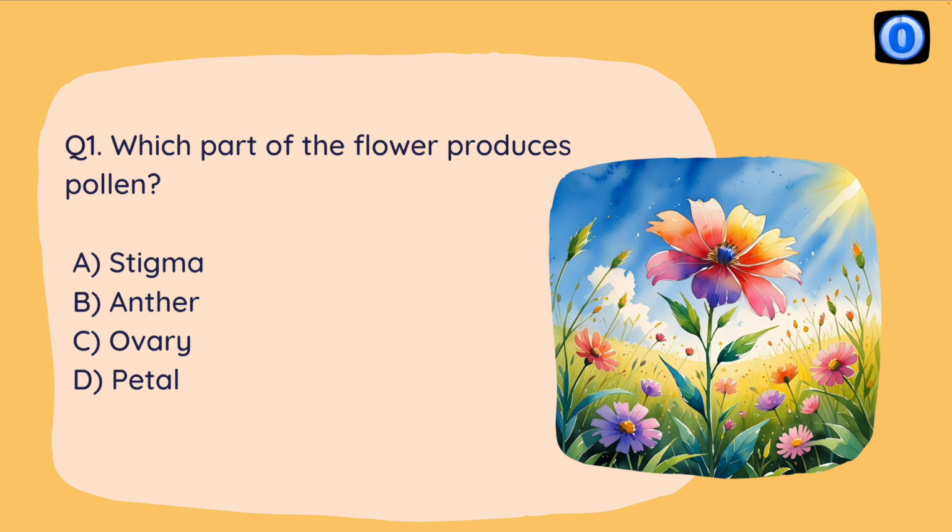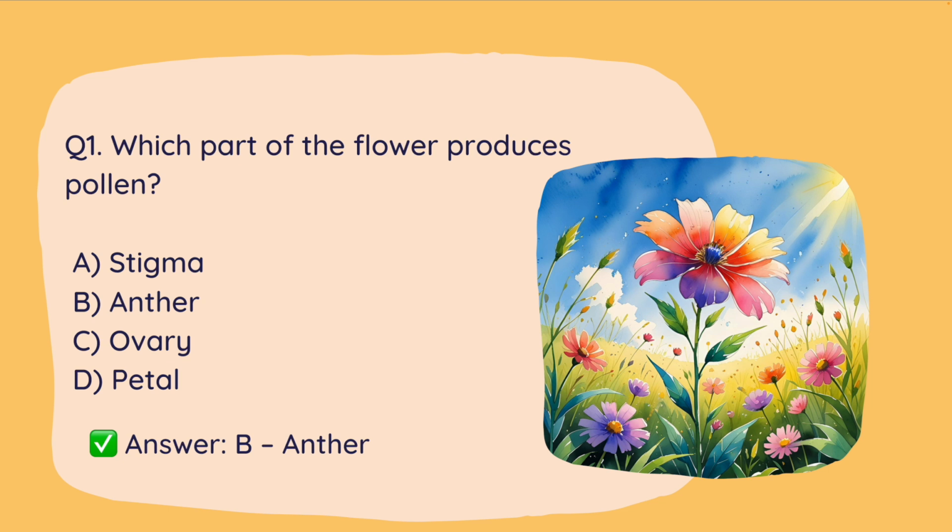Time's up. The correct answer is B. Anther. The anther is the part of the stamen, the male part of the flower, and it makes pollen grains.